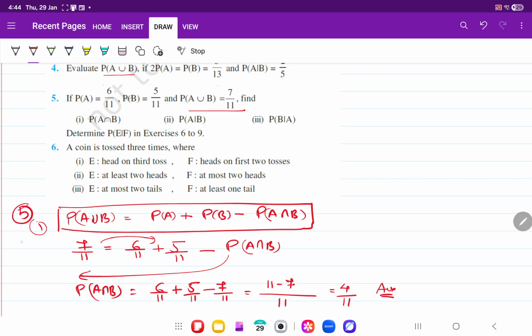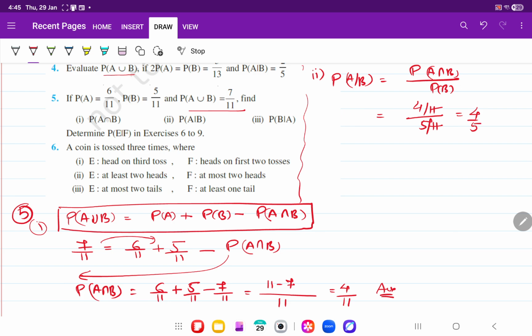So the first is done. Now I am doing the second part. The second part is probability of A by B. So it is PA intersection B by PB. You can pause and solve it. A intersection B is 4 by 11 and PB is how much? 5 by 11. So here 11 cancels. 4 by 5 is the answer. Correct?